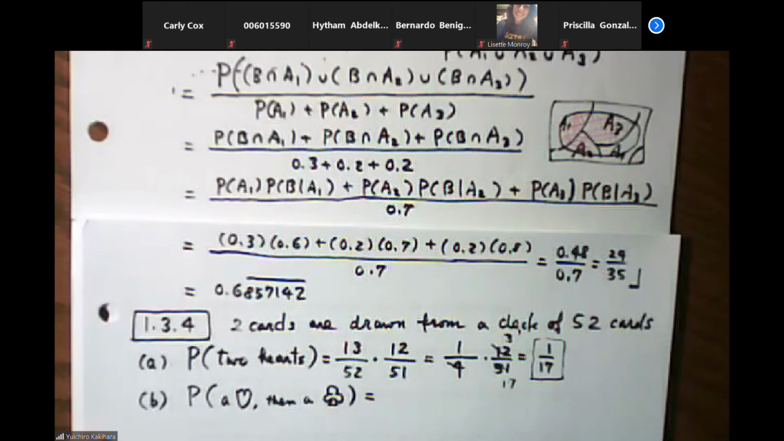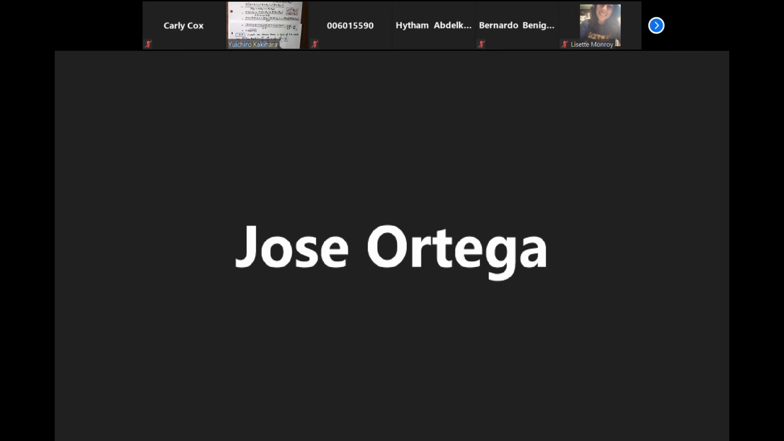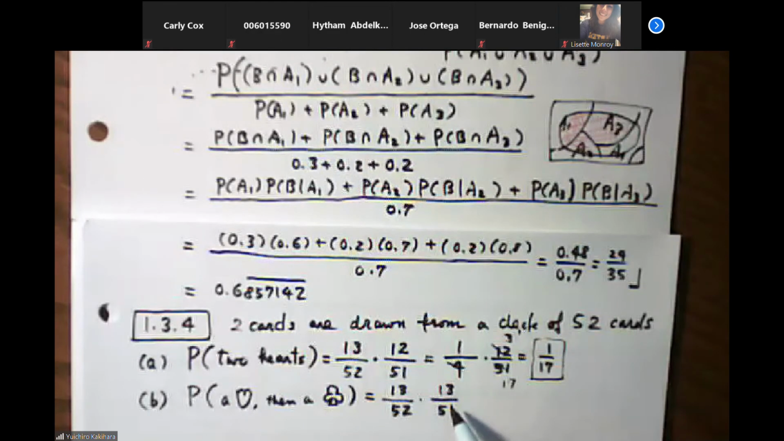First one is a heart, and then second one is a club. What was it? 1/13? 1 over 13 times... over 52, right? Out of 52 cards, and there are 13 hearts. And then second one is what? 13 over 51. Yeah, 13 over 51. Do you agree? There are 13 clubs, and then out of 51, one card is drawn, so 51 left.